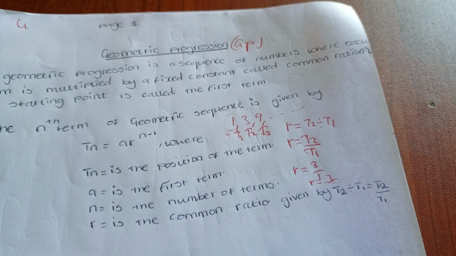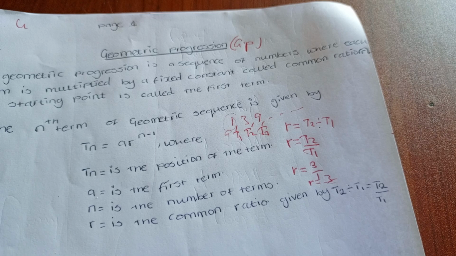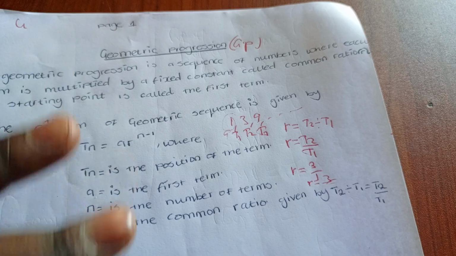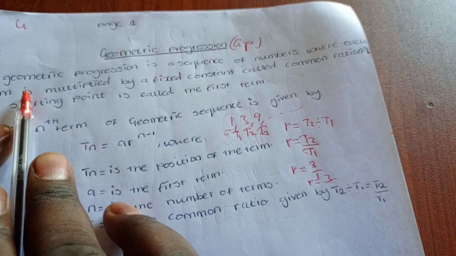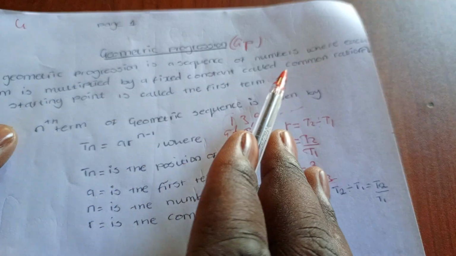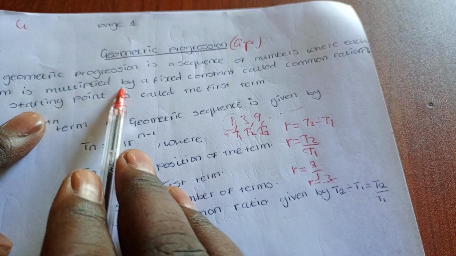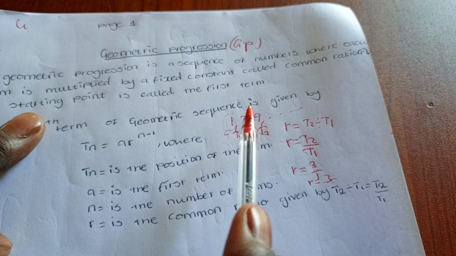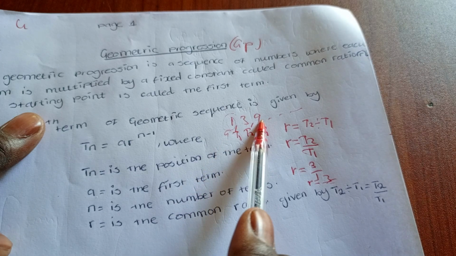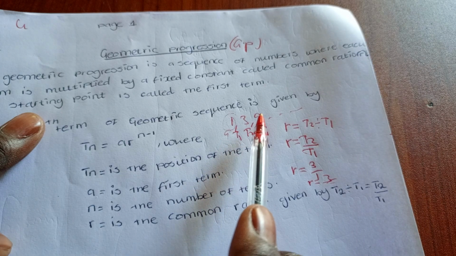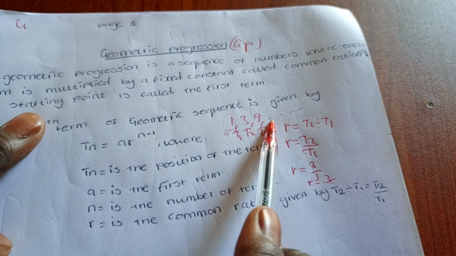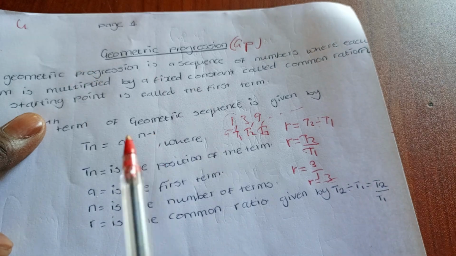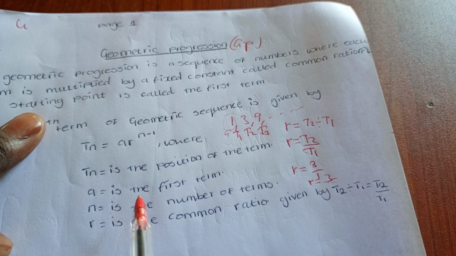So in short, on GP we are supposed to divide to find R, then on AP we subtract. So don't forget. A geometric progression is a sequence of numbers where each term is multiplied, as you can see, by 3. 1 times 3 is 3. 3 times 3 is 9. So we multiply the number by 3. Again, 9 times 3 is 27. 27 times 3. So in short, we're multiplying the number by 3.